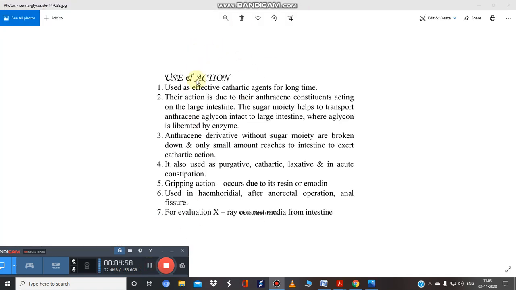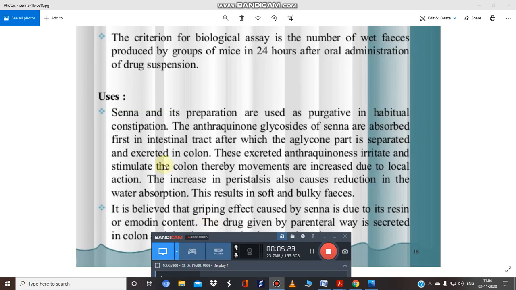So if we talk about its utilization, as you know, this is an anthraquinone glycoside, so it is widely used as a cathartic agent. Generally, the anthraquinone glycosides are used as cathartics, purgatives, like aloe, senna, rhubarb, cascara. There are a number of drugs, but they have a general side effect like a griping action. Sometimes they cause griping action in the body also. So let's see this. Senna and its preparations are used as a purgative in habitual constipation. So it is widely used against constipation.